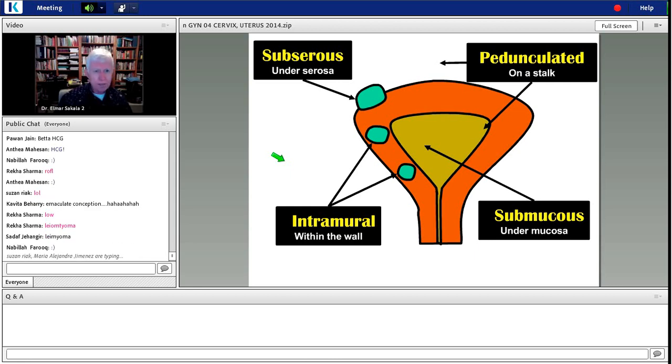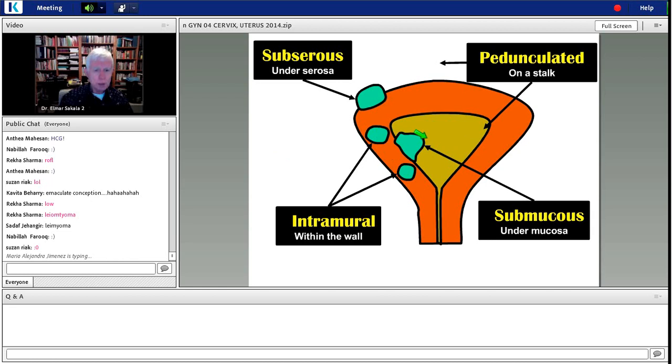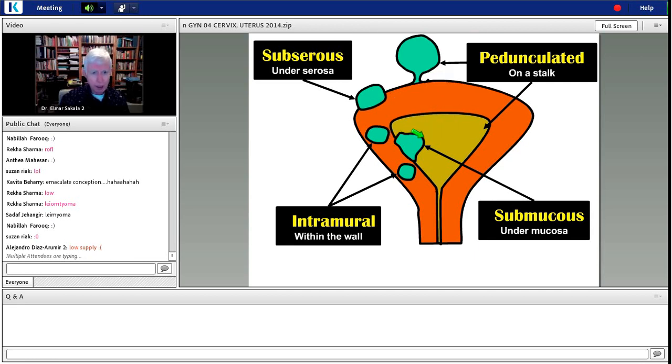Then we can have a leiomyoma, which is in the submucosal area. This deforms the uterine cavity. Oh, let me just go back one. What would happen if you had implantation of an embryo onto a submucous leiomyoma? You wouldn't have as good blood supply, and you could very well have a second trimester pregnancy loss.